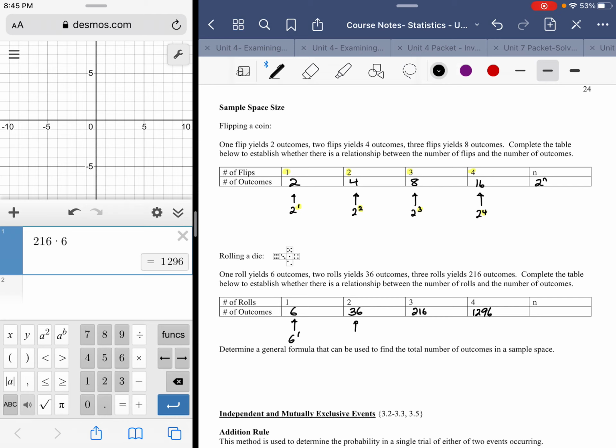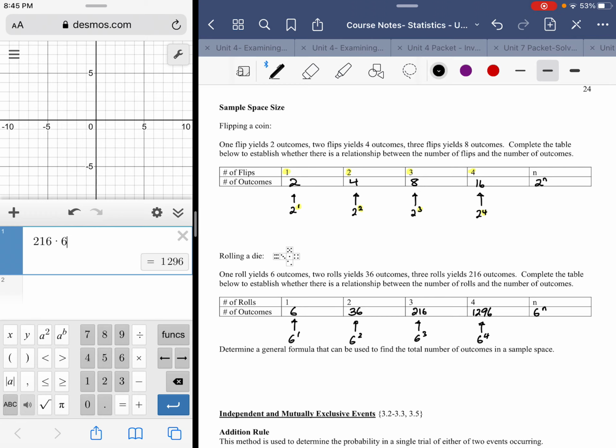So 6 can be thought of as 6 to the first power. 36 would be 6 to the second. 216 is 6 to the third. 1296 would be 6 to the fourth. And so we can conclude that if we roll a die n times, so any number of times that we'll call n, that it would be 6 to the nth power.